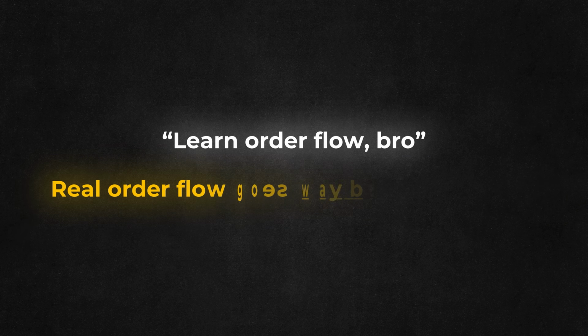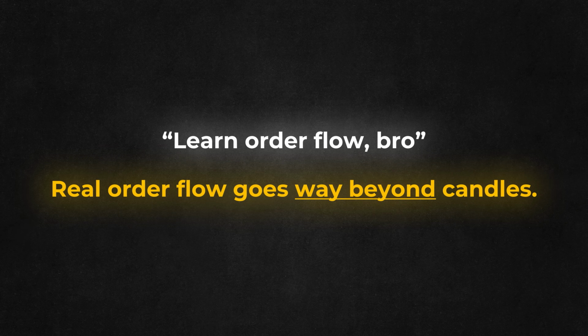"Learn order flow, bro." I've seen a lot of ICT traders talking about order flow while looking at candles only, which is highly misleading. Order flow is the study of real-time and historical buy and sell orders, and the traditional tools associated with order flow are depth of market or DOM, time and sales or tape, footprint chart, market profile, volume delta, cumulative volume delta, heat maps, VWAP, and the list goes on. All these tools provide insights that cannot be seen using candles only, and all these tools spawn directly or indirectly from Steidlmayer's auction market theory from the 80s.